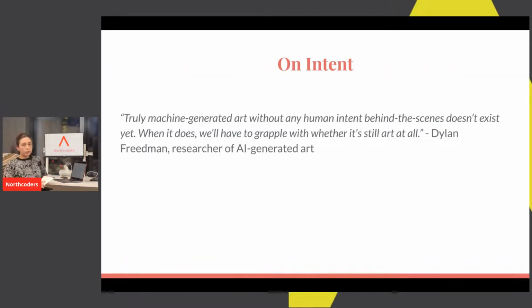I want to finally speak about intent. And I want to finish with another quote from Dylan Friedman, who is a researcher of AI-generated art at Google, who is saying that truly machine-generated art without any human intent behind the scenes doesn't exist as of yet. And that is indeed true.